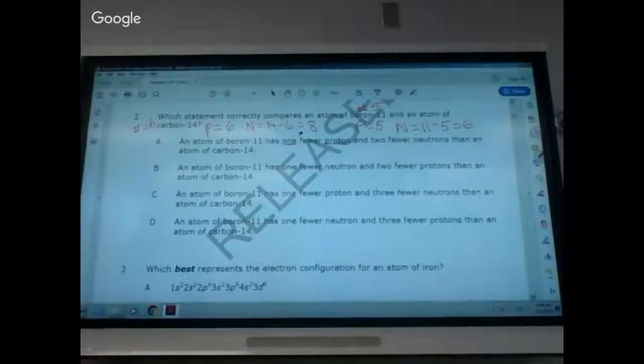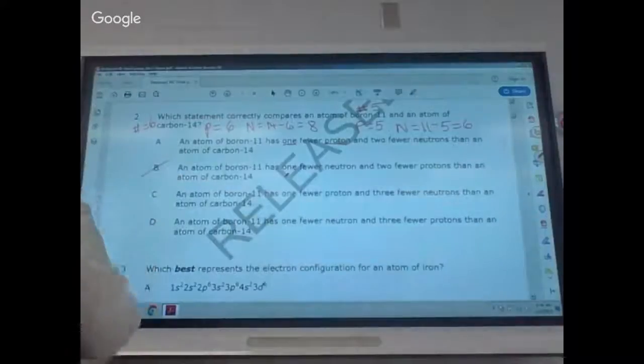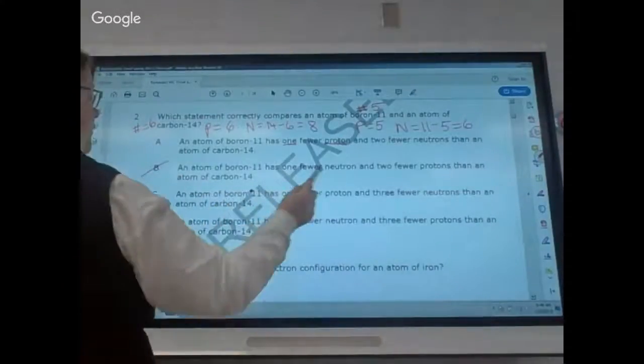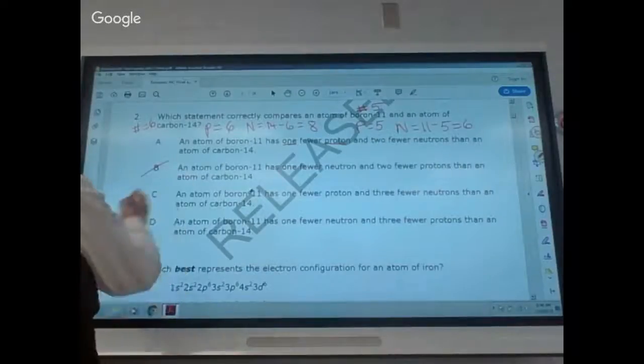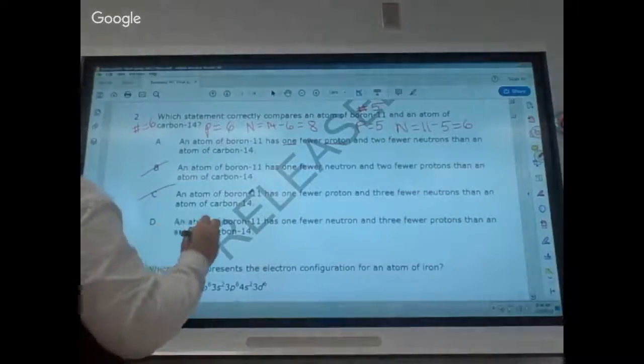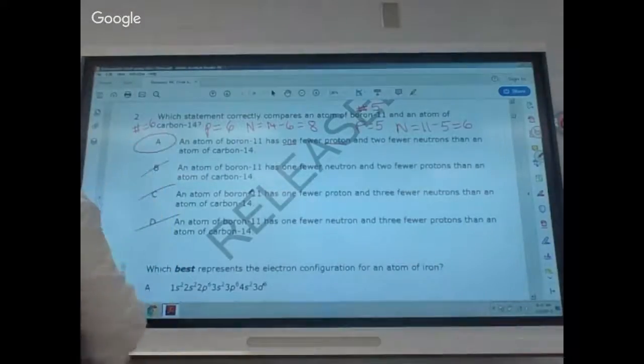I would always read all 4 answers. An atom of boron 11 has 1 fewer neutron and 2 fewer protons. Does it have 1 fewer neutron? No, 6 to 8 is no. An atom of boron 11 has 1 fewer proton and 3 fewer neutrons. No, because it's got 2. An atom of boron 11 has 1 fewer neutron. No, it has 2. So the answer is A.